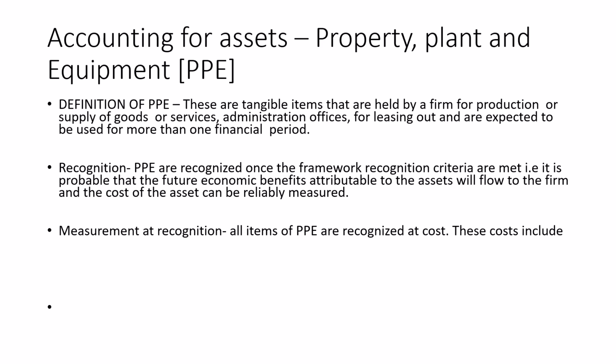Recognition. Property, plant, and equipment are recognized once the framework recognition criteria are met. That is, it is probable that the future economic benefits attributable to the assets will flow to the firm, and the cost of the assets can be reliably measured.